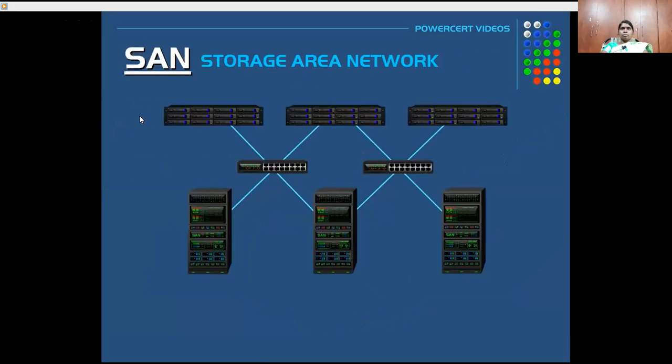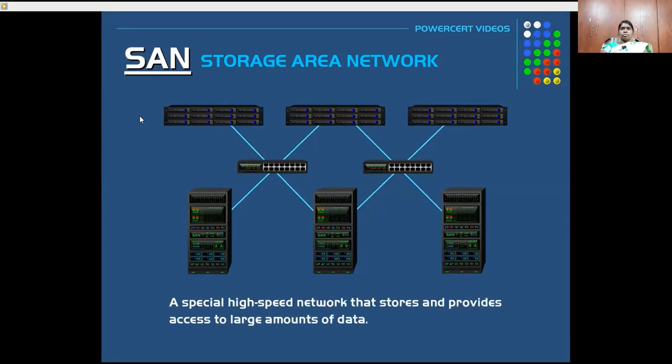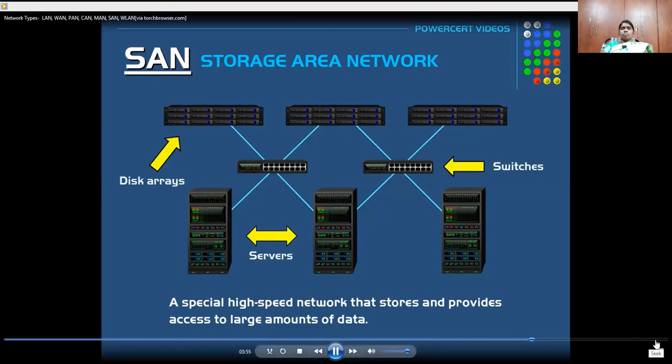And the next one is a SAN, or Storage Area Network. Now, a SAN is a special high-speed network that stores and provides access to large amounts of data. Basically, a SAN is a dedicated network that's used for data storage. This network consists of multiple disk arrays, switches, and servers. One of the main reasons for using a SAN is because SANs are not affected by network traffic, such as bottlenecks that can happen in a local area network. And that's because SANs aren't really a part of a local area network. It's partitioned off. It's a network all by itself.